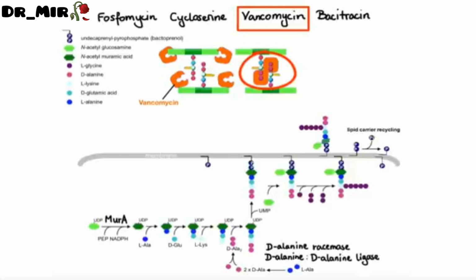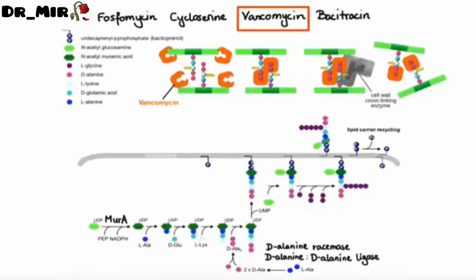This binding in turn prevents linking of long polymers of N-acetylmuramic acid and N-acetylglucosamine that form the peptidoglycan backbone, and it prevents cross-linking between amino acid residues in the peptidoglycan chain. Again, this brings cell wall construction to a halt, which ultimately results in bacterial cell death.